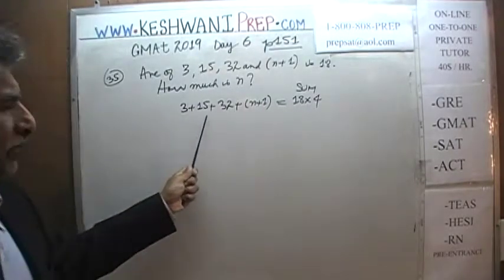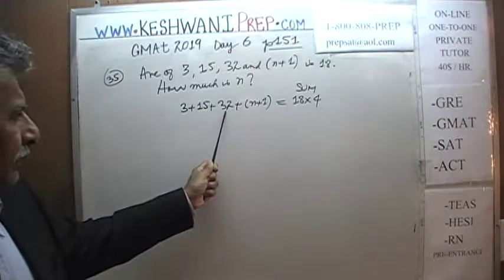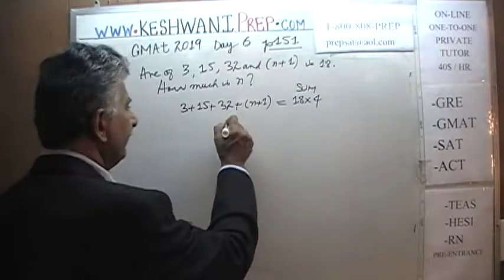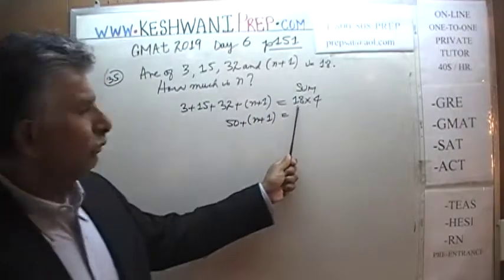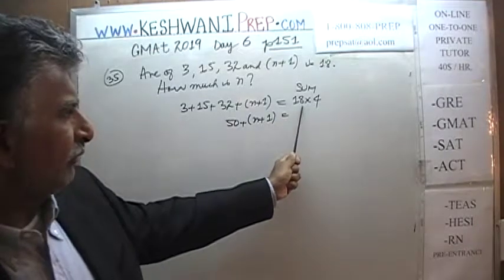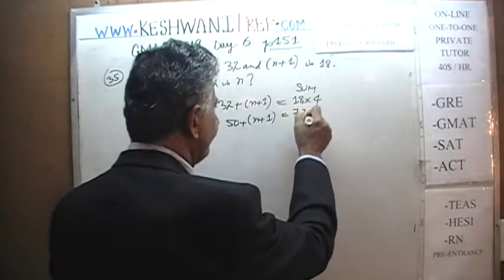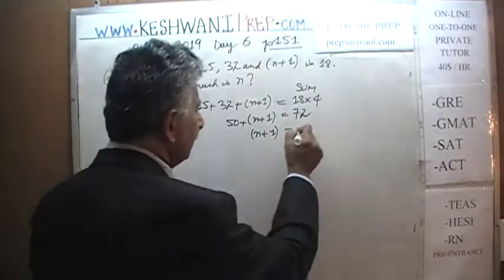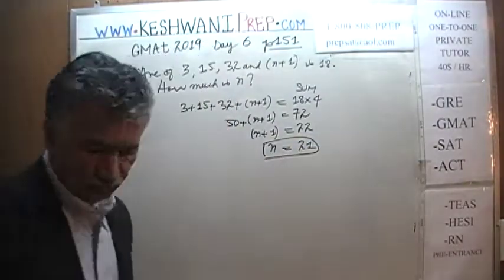So here we get 3 plus 15 is 18, 18 plus 32, 30 plus 20 would be 50, so it's exactly 50. So we get 50 plus n plus 1 is equal to 20 times 4, which would have been 80, so it's 8 less than 80 because we don't have 20 fours, we have 18 fours, we have 2 fewer fours, so it's 72. That implies that n plus 1 must be 72 minus 50, which is 22, which means n is 21. And that's what it is, very simple, very straightforward.